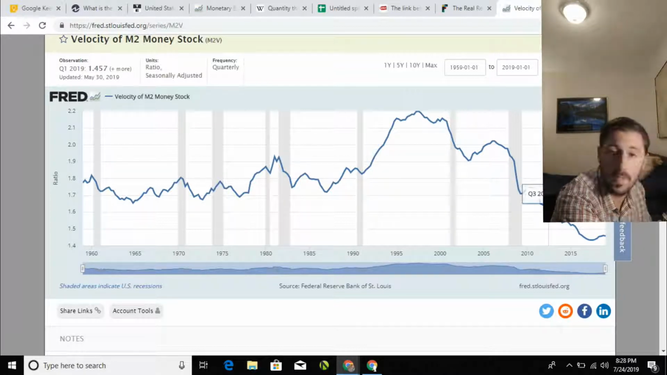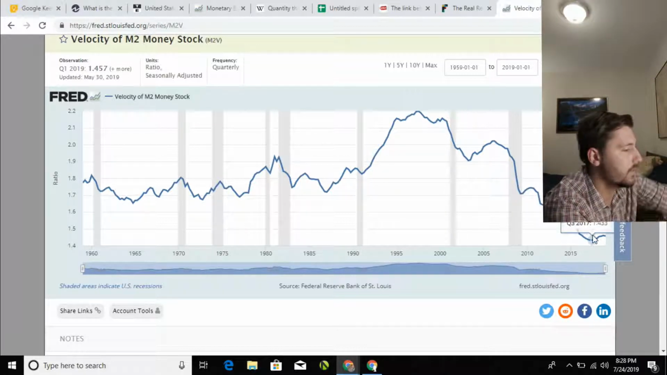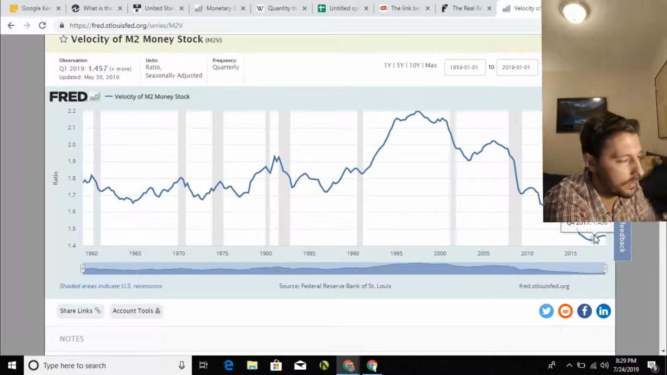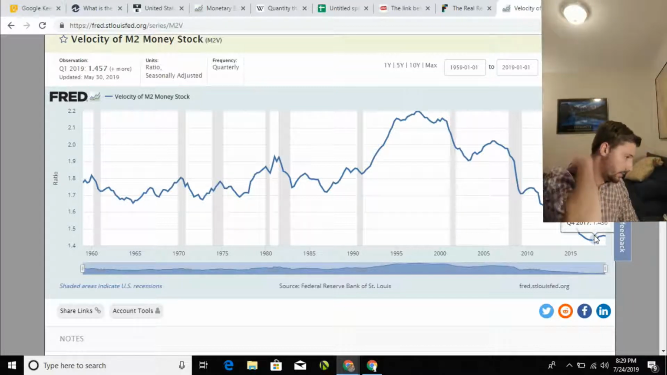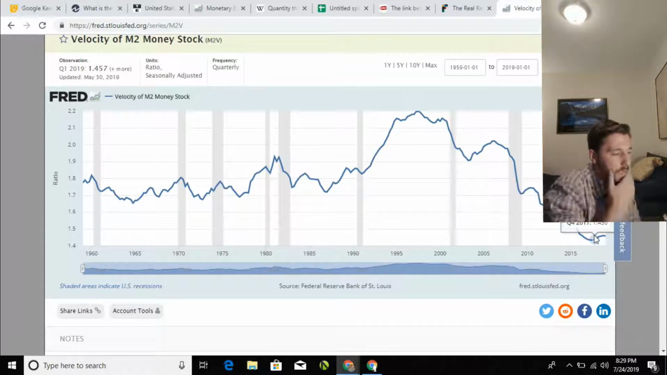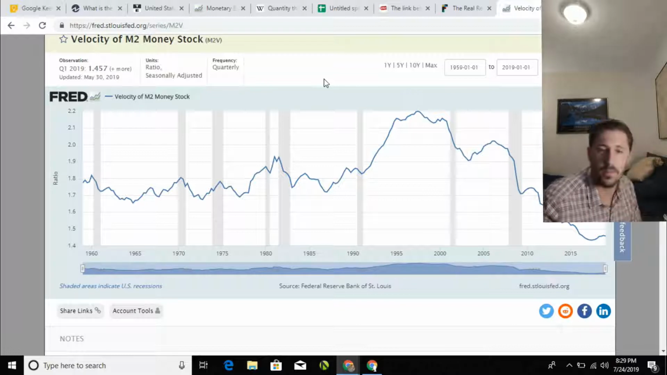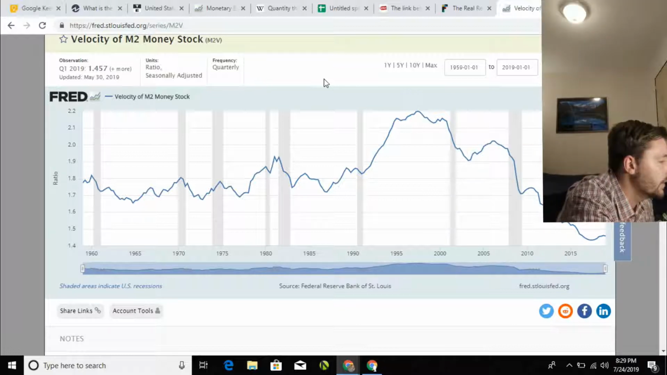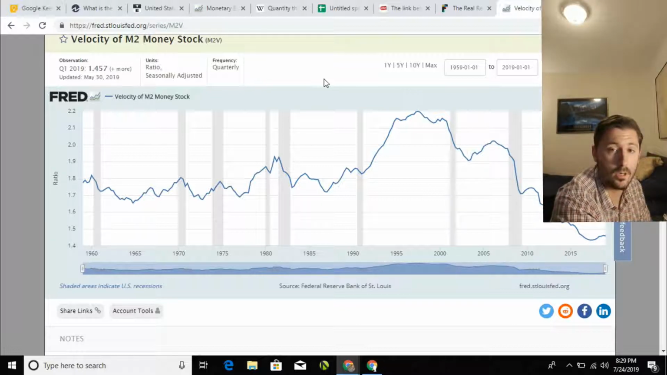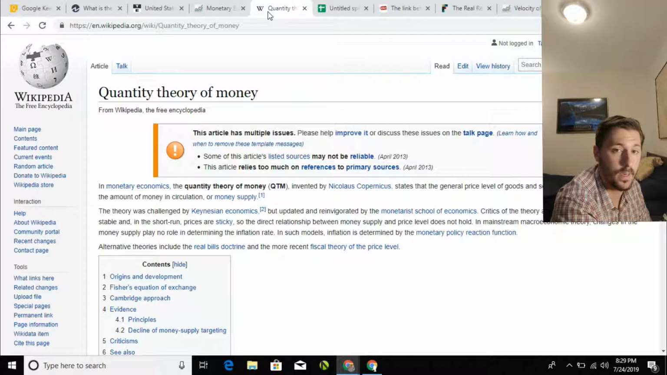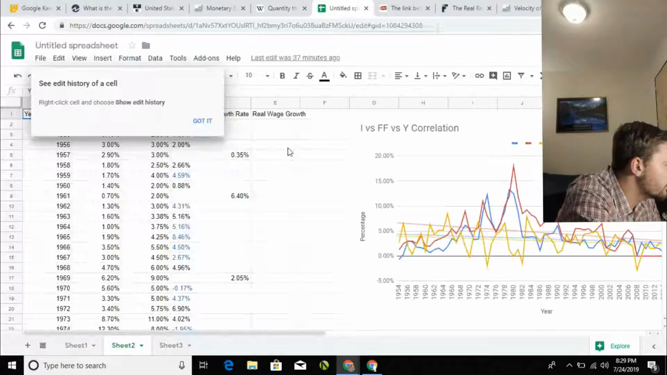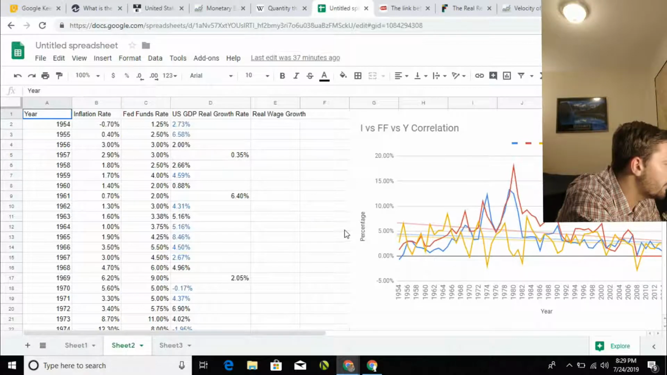You're looking at a 30% drop in a matter of 10 years, a very, very big drop. Something that could definitely be a cause of why we haven't seen inflation pick up with that money stock that's increased. Now, let's look at this chart that I wanted to show everybody. As you see in this little spreadsheet, we'll actually zoom up this chart.